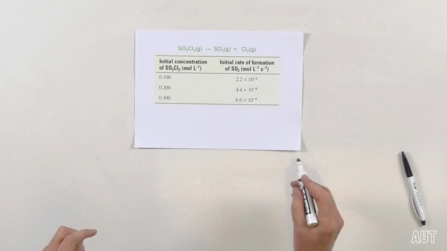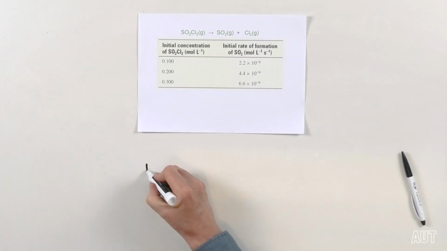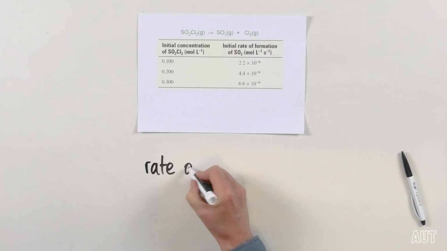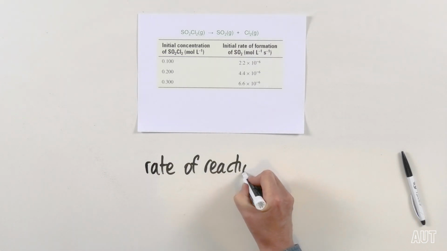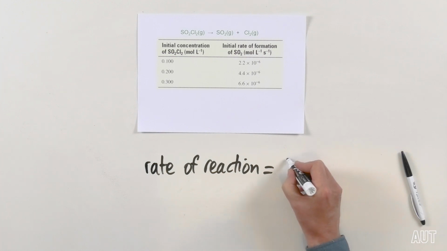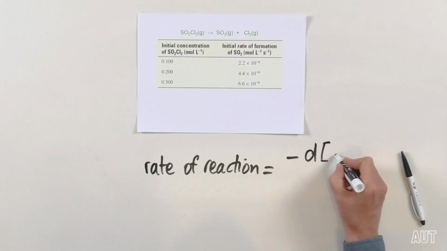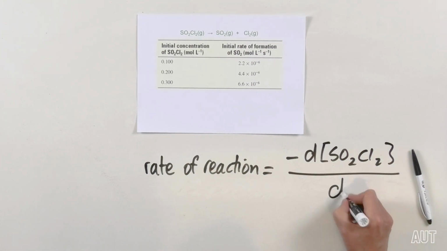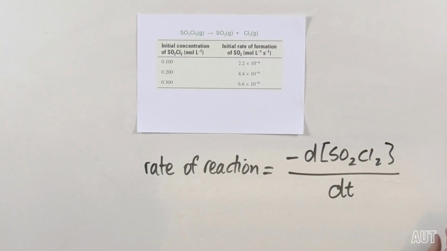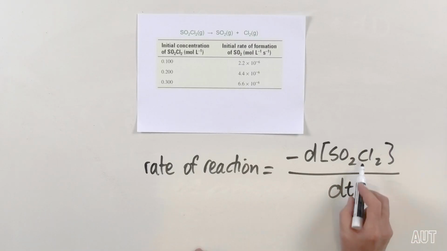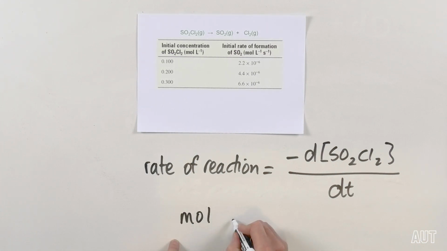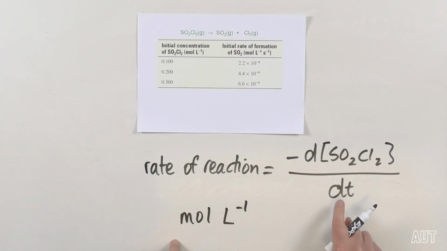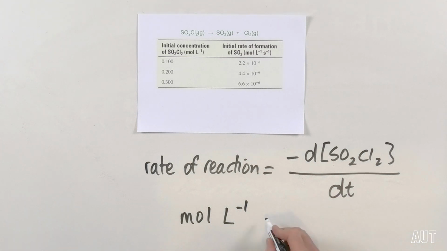Now remember, what we can say about this particular reaction is that the rate of the reaction is equal to negative d[SO2Cl2]/dt, the slope of the graph of the concentration of SO2Cl2 with time. What's the unit of concentration? The mole per litre. What's the unit of time? The second. It's on the bottom line.